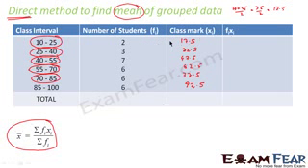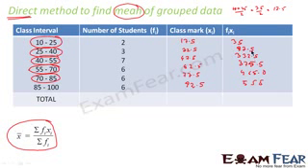Now I have to find fi xi, so I will multiply these two values. 2 into 17.5 is how much? 35. 3 into 32.5 is how much? 97.5. 7 into 47.5 is how much? 332.5. 6 into 62.5 is how much? 375. Again 77.5 into 6 is how much? 465.0. 92.5 into 6 is how much? 555. So these values I found.